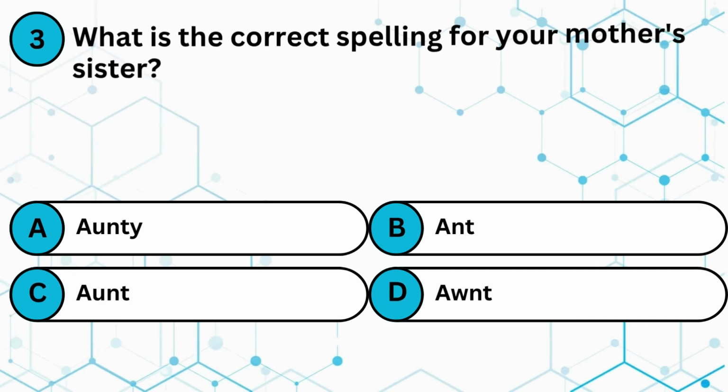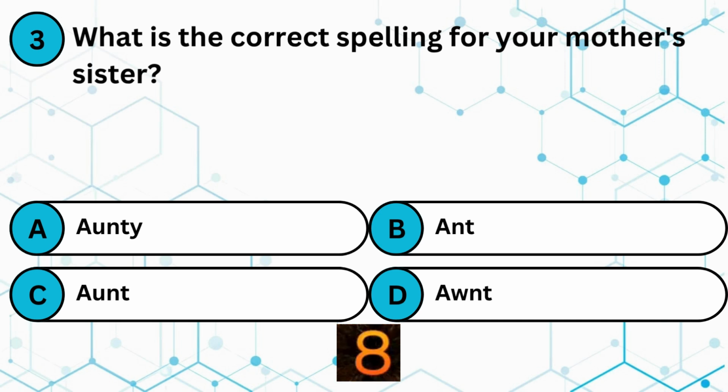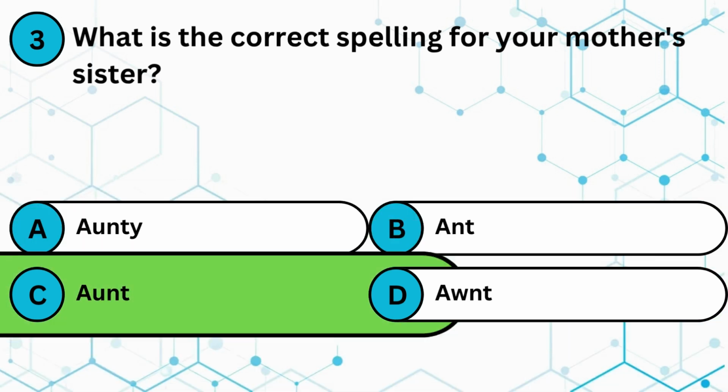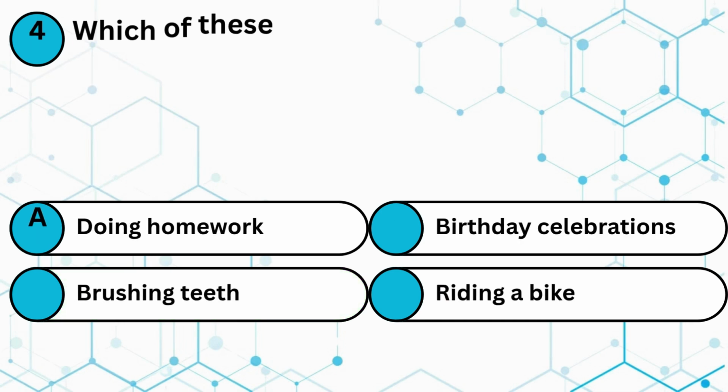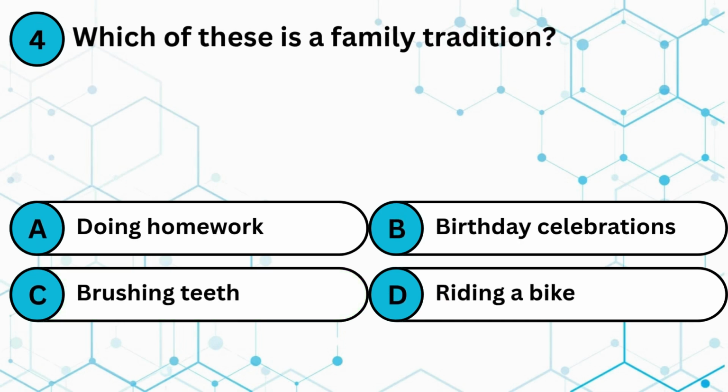What is the correct spelling for your mother's sister? Correct answer is aunt. Which of these is a family tradition? Correct answer is birthday celebrations.